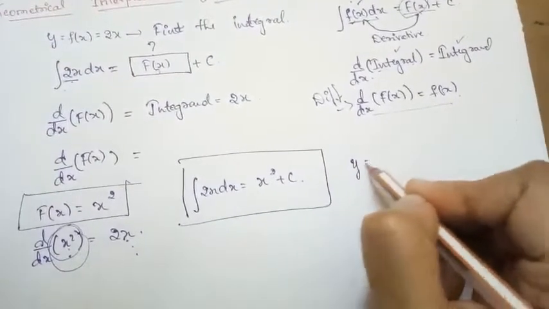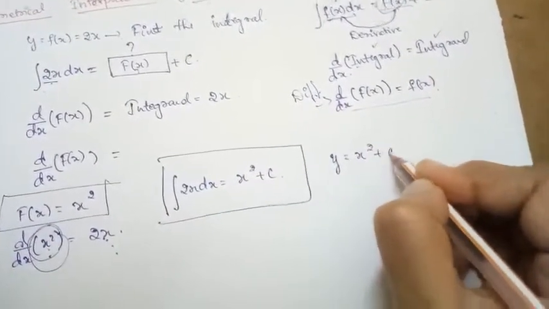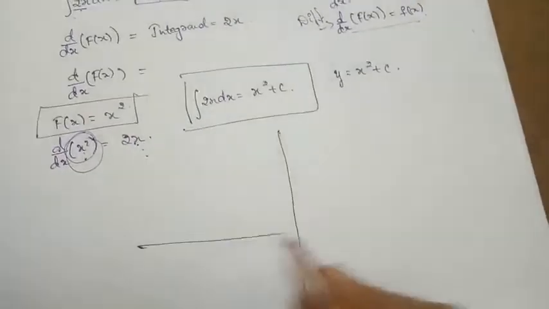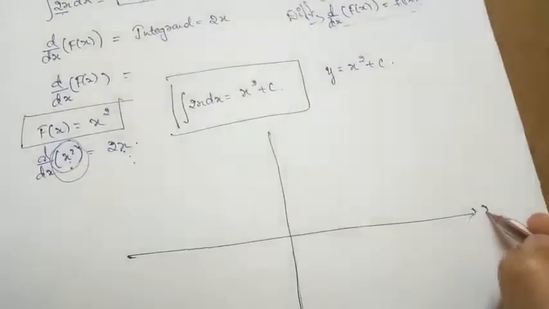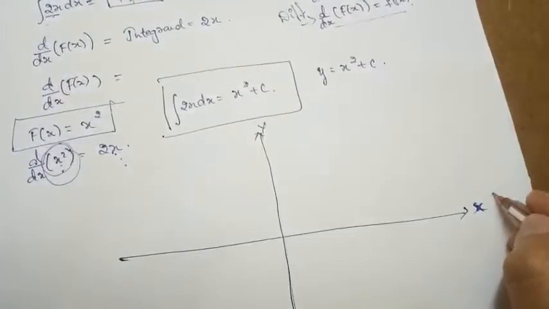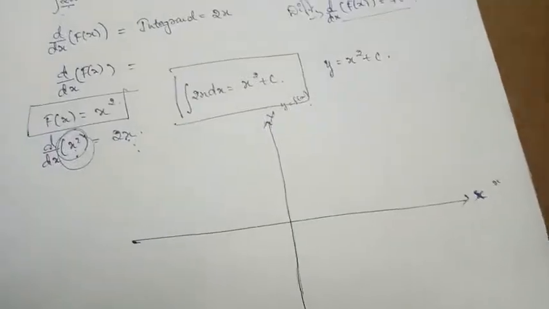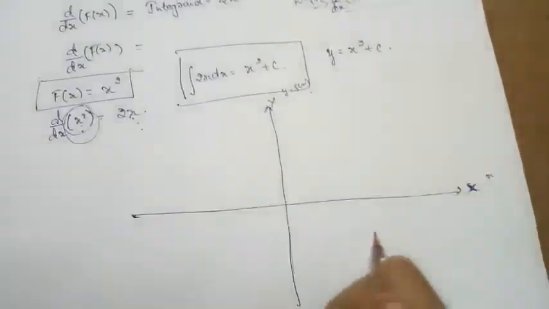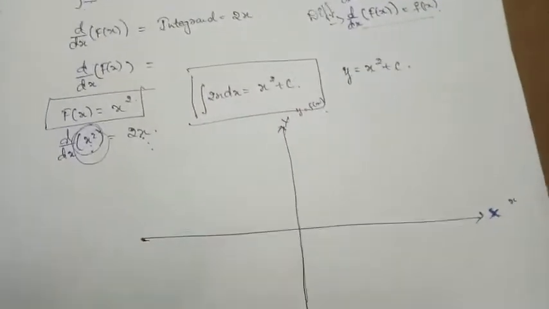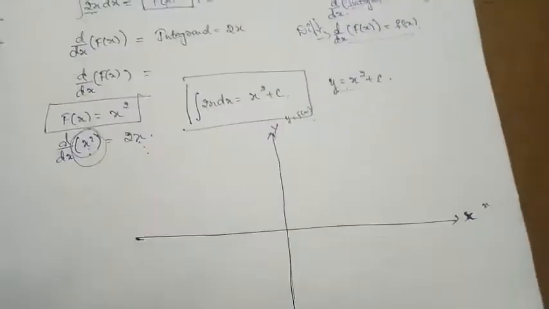Suppose I consider the integral as y, which is equal to x square plus c, and I try to plot the graph of this curve. Suppose this is the x-axis and this is the y-axis, and this is y, which is equal to f of x. So clearly y is equal to x square, and we know it is a parabolic curve.